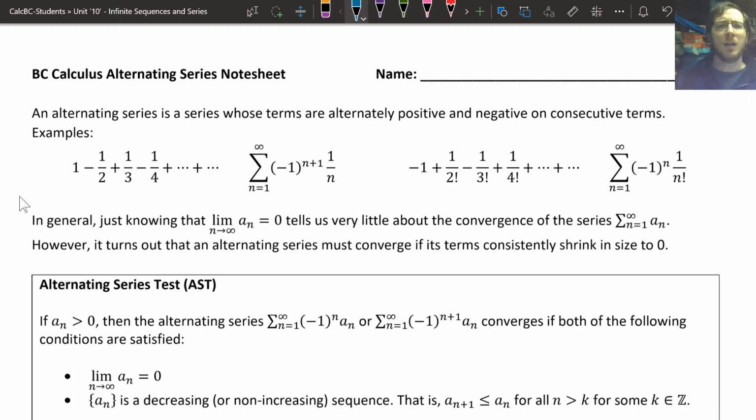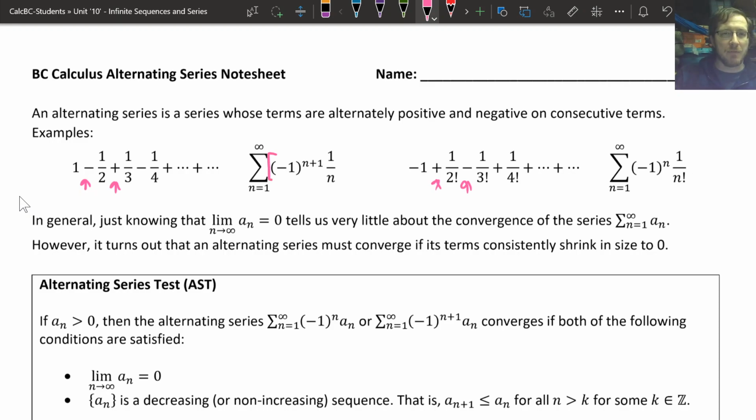So let's start here with what is an alternating series. An alternating series is a series whose terms are alternately positive and negative on consecutive terms. So you'll see plus, minus, or minus, plus, repeated throughout the whole series. Okay, we've got some examples. We've got lists. We've got our sigma notation. Notice that each of our sigma notations or each of our lists has that minus plus or plus minus. It doesn't matter which one comes first.